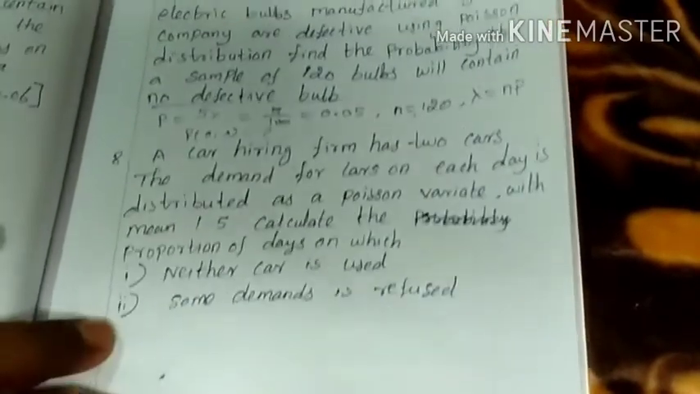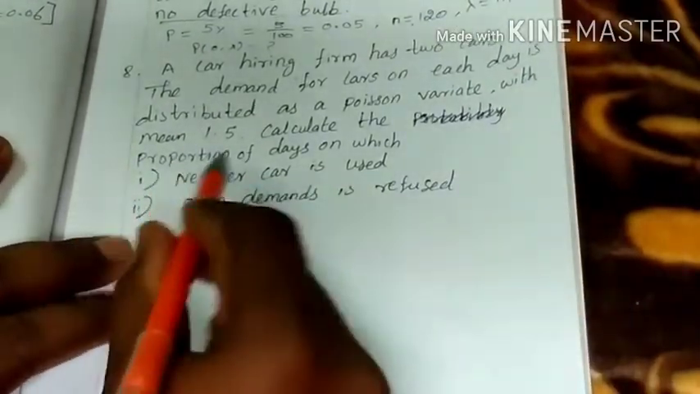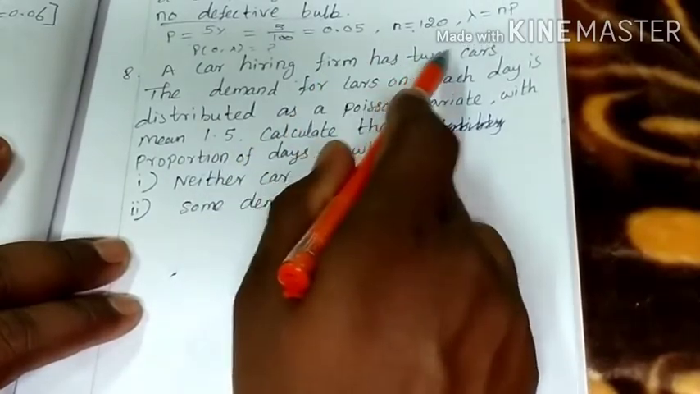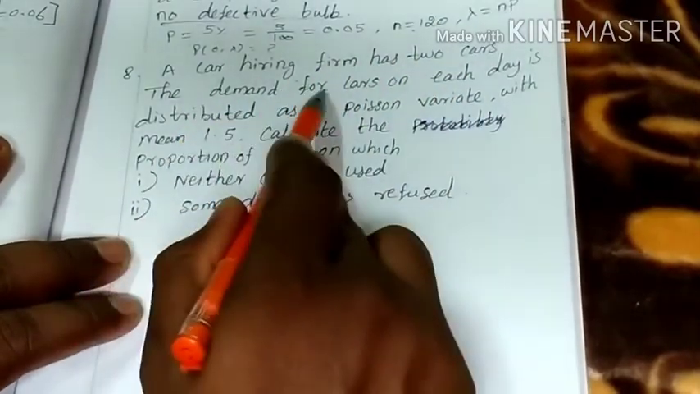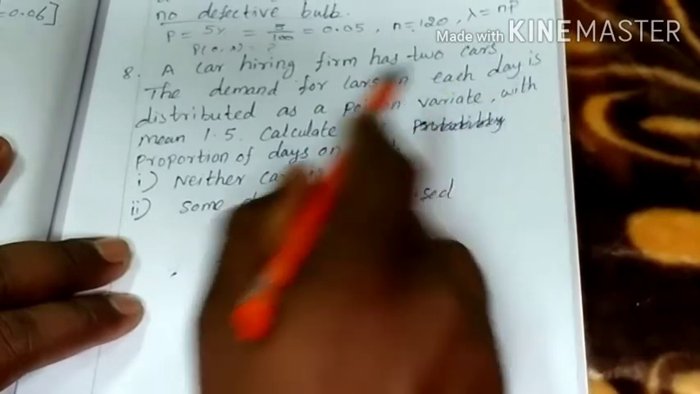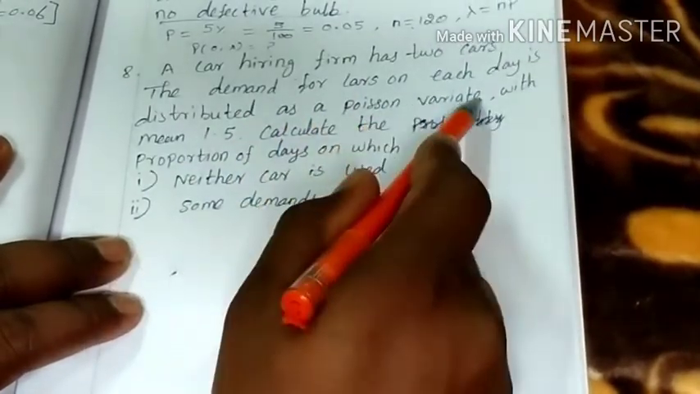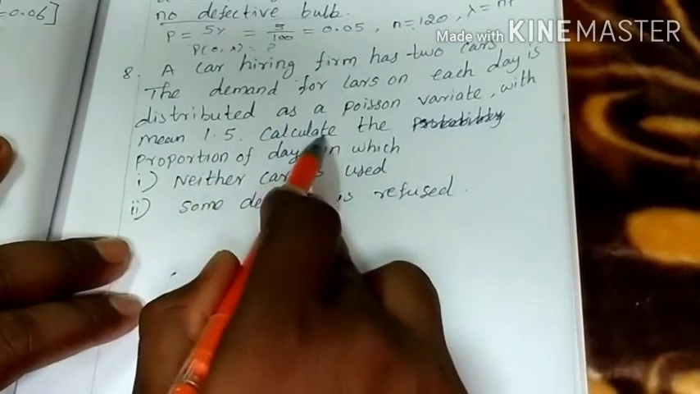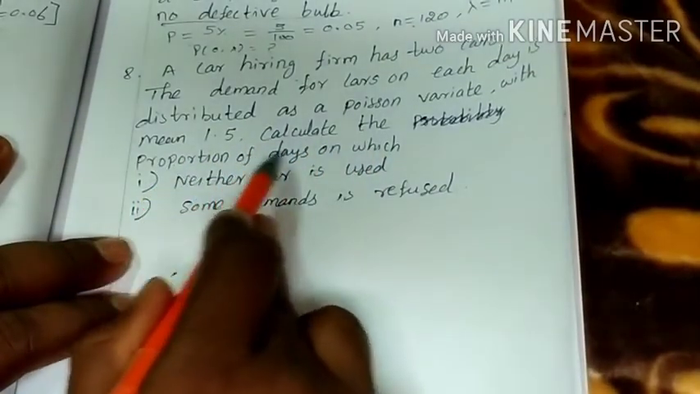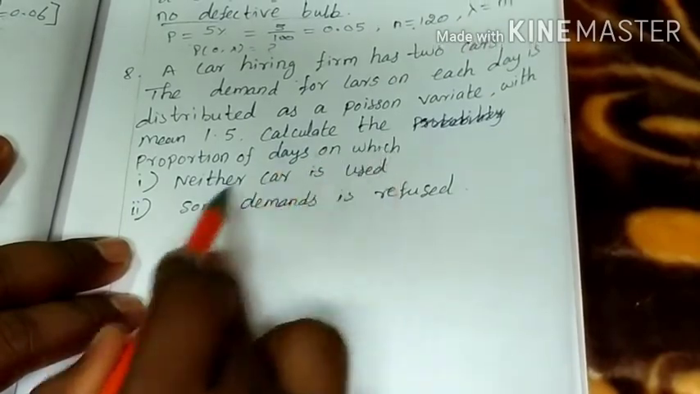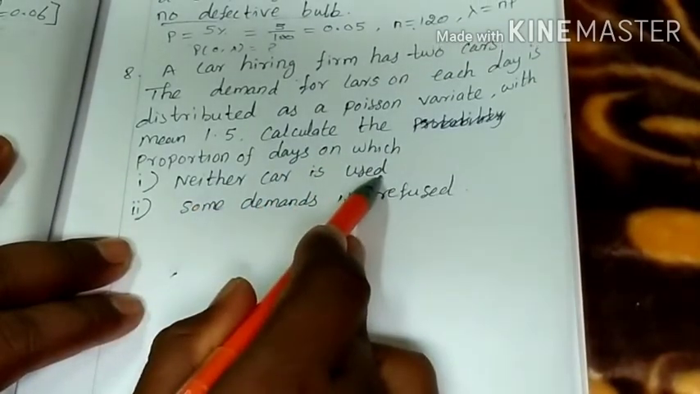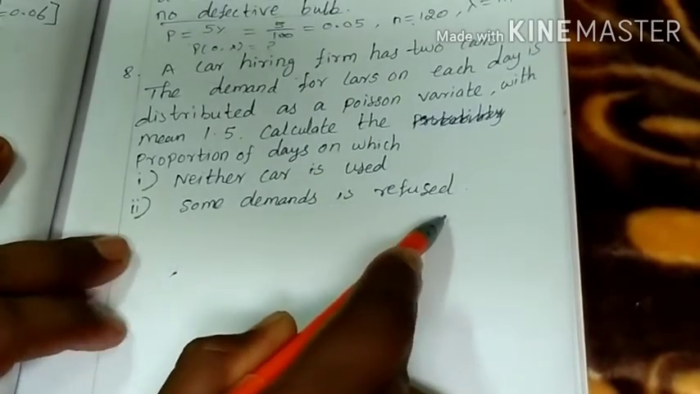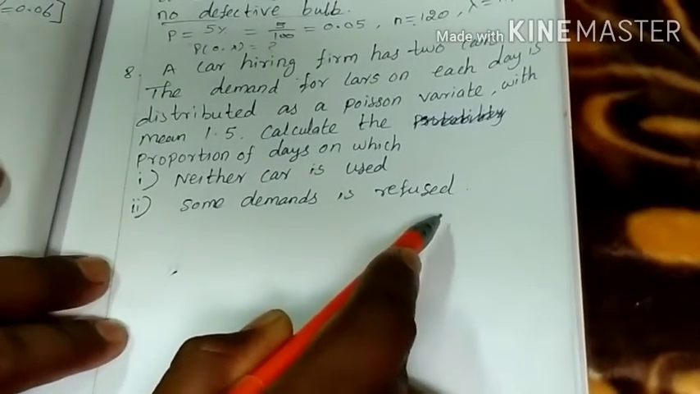Next, the 8th question. A car hiring firm has 2 cars. The demand for cars on each day is distributed as a Poisson variate with mean 1.5. Calculate the proportion of days on which neither car is used. This is the first question. The second question: some demand is refused.